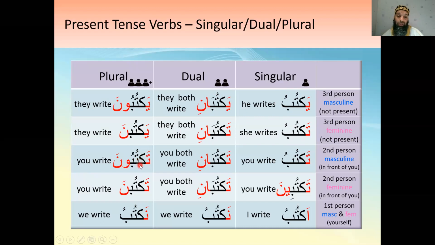So, for example, raja'a, tarji'un means you all return. Yeah. So this is just a template. These black ones here, you can replace them with other verbs. Qatala. Yeah. Qatala, yaqtuluna, taqtuluna. Yaqtuluna, they all kill. Taqtuluna, you all kill. Right?